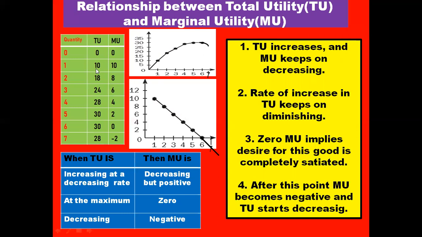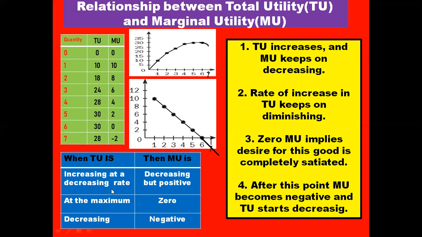You can see it from the table as well. TU is increasing, MU is decreasing. Now the rate of increase in TU keeps on diminishing. We can see from the curve that TU is increasing, but the rate of increase is diminishing. Now 0 MU implies desire for this good is completely satisfied. This is the 0 MU because it is lying on the horizontal axis. So at this 0 MU, TU is maximum, that is, the consumer is completely satisfied. After this point, MU becomes negative and TU starts decreasing. TU is decreasing and MU is becoming negative.